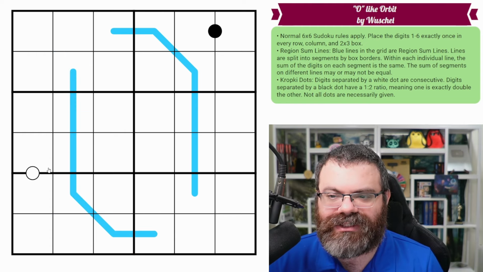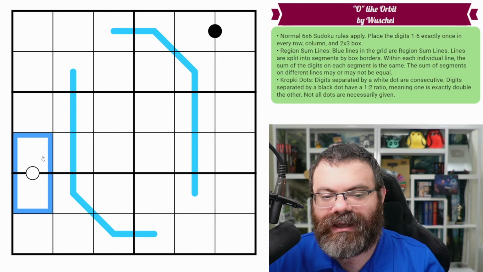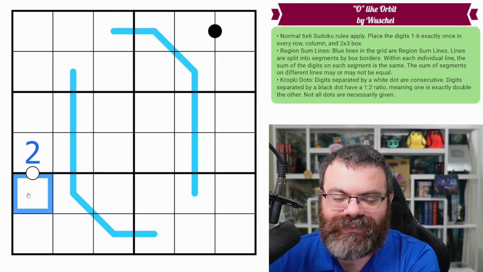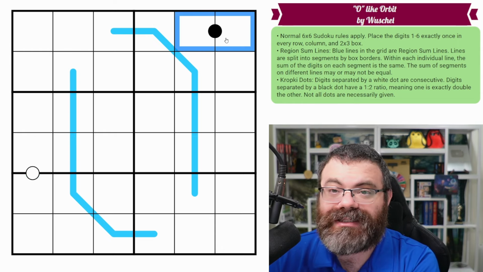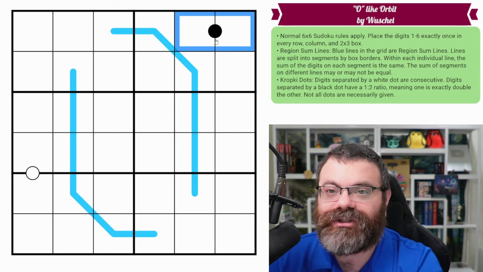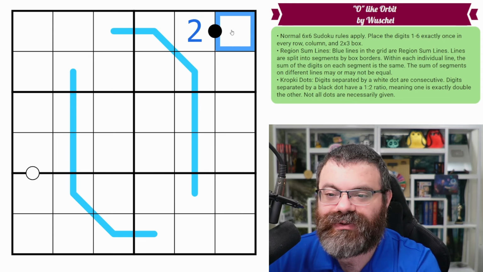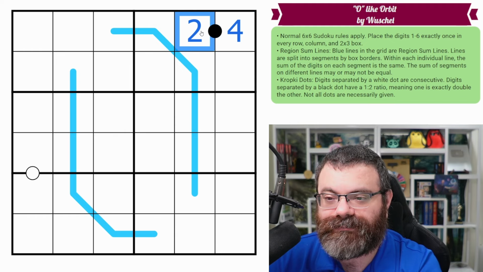In addition to that, we do have two dots here, a white dot and a black dot. These are Crop key. So white dots separate consecutive digits. So if this was a 2, this would be a 1 or a 3 in order for these to be consecutive. And black dots separate digits with a 1 to 2 ratio. So one of them has to be exactly double the other. So if this was a 2, this could be 1 because 2 is double 1, or it could be 4 because 4 is double 2.